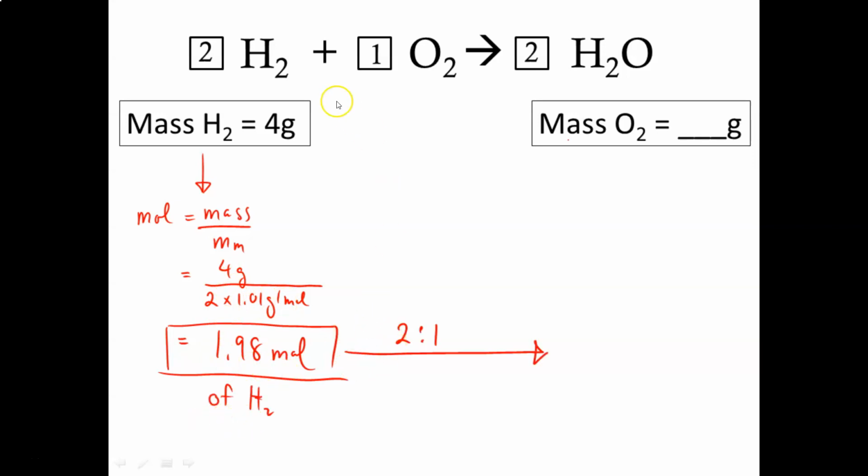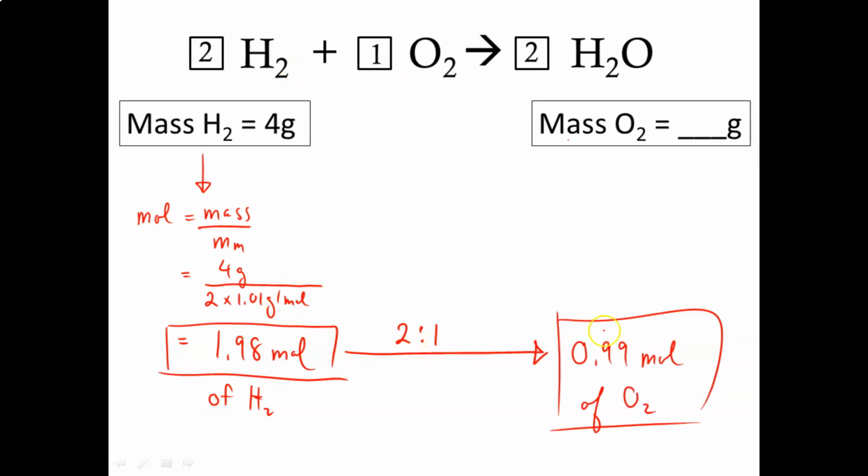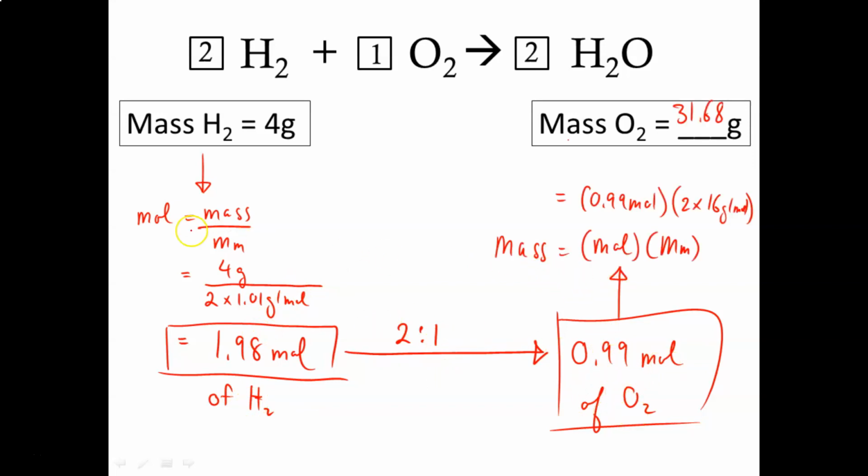Now, since I know the ratio of hydrogen to oxygen is a 2 to 1 ratio, there will be half as much oxygen as there is hydrogen, making it 0.99 moles of oxygen. From there, we rearrange the equation so that mass is equal to mole times the molar mass. The mole value is 0.99 moles of oxygen. Molar mass, because oxygen is diatomic, so 2 times 16 grams per mole. The 16 grams per mole we can find from the periodic table. And the answer becomes 31.68 grams.